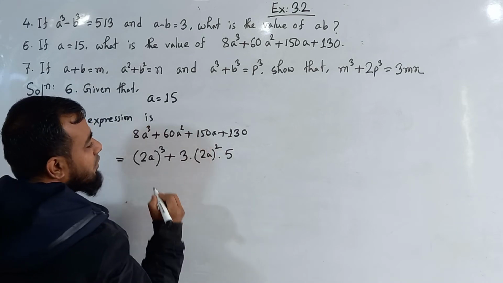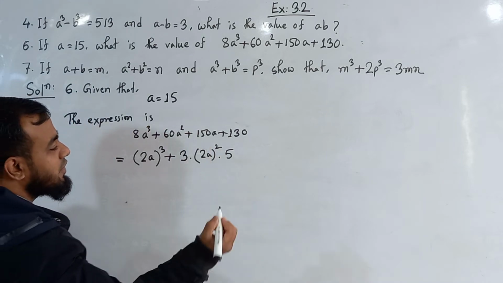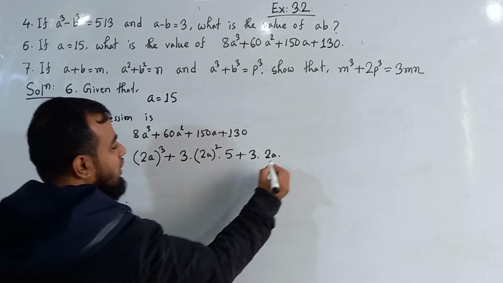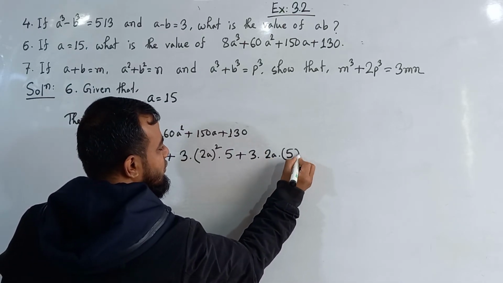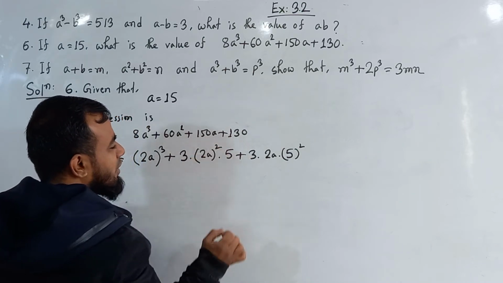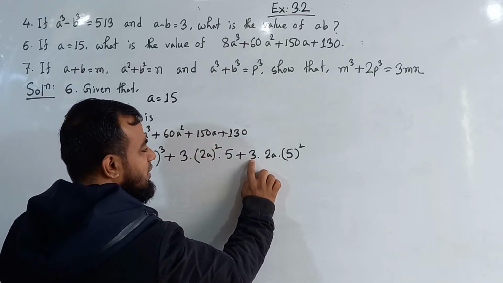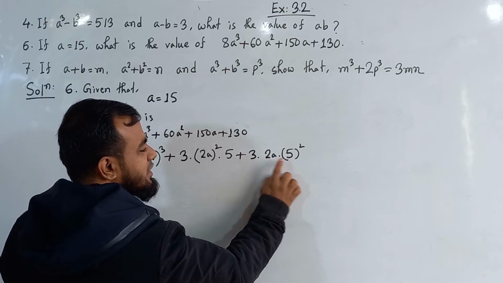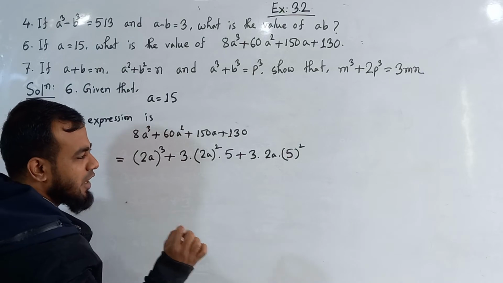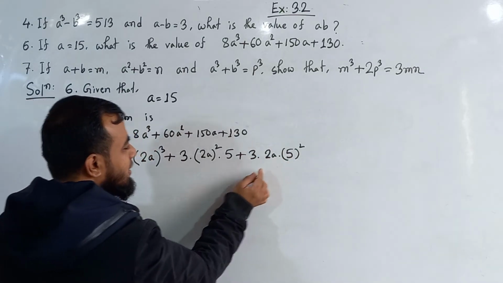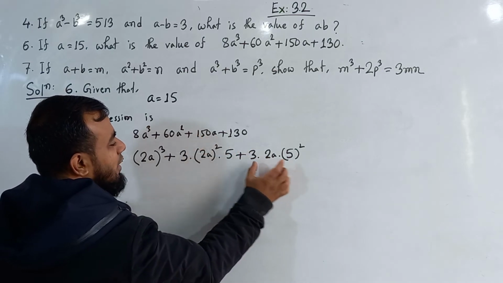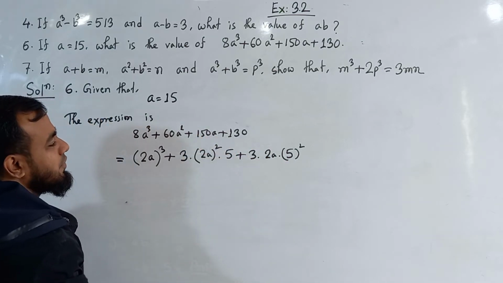Now break this 150a as 3ab squared. So 3a means 3 times 2a, b squared means 5 squared. Now look at this value. Is it equal to 150a or not? It's 3 multiply 2 is 6. 6 multiply 5 squared. 5 squared means 5 multiply 5. 5 fives are 25. So 25 multiply 6 is equal to 150, and a we have. So 150a we get back by the multiplication of this 3.